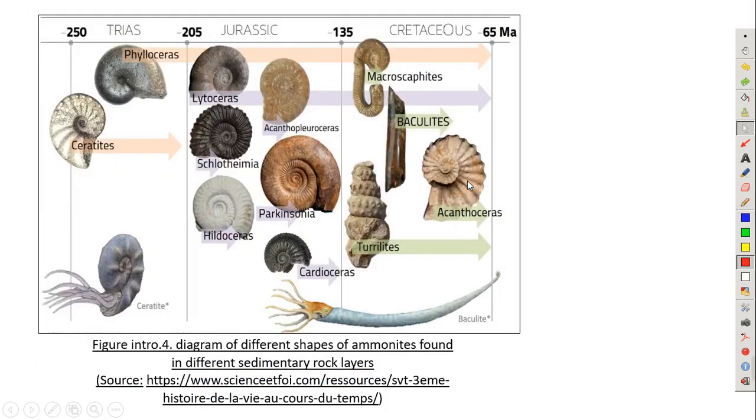This is a second example with species part of the ammonites group. So same thing, we can see that throughout time these species have different shapes. Some species disappear, some appear. So again, we don't have species which stay the same forever. They are different shapes, so there has been transformations during geological times.